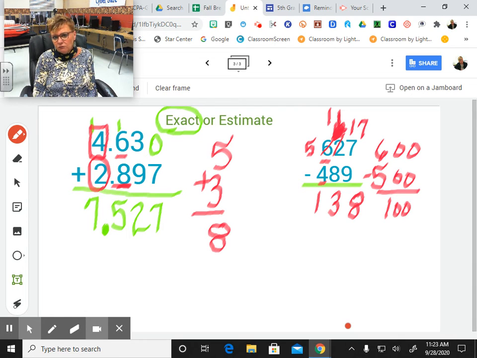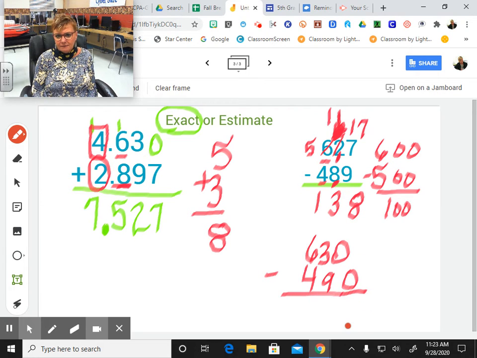Or maybe I want to round to tens place. Maybe I need a little bit closer than that. So I look at my 2. Look next door. That's a 7. Oop, that's going to bump it up. So it could be 630. 8 would be my tens place. Look next door. I got a 9. Bump her up. So that's 490. So when I subtract, I got my zeros. Regrouping again. 13 of these. Now there's only 5 hundreds left. So that would be 4 and 1.